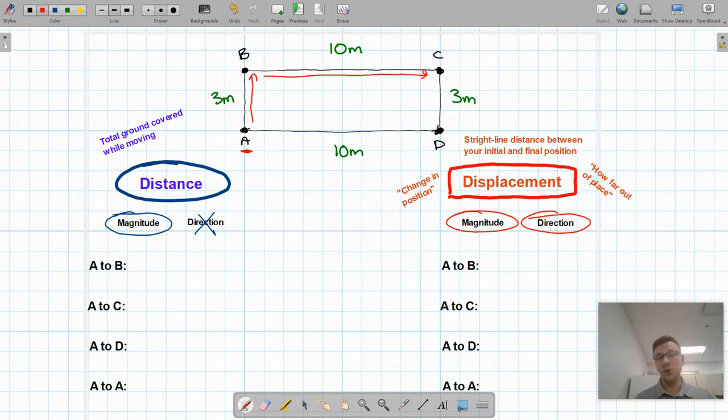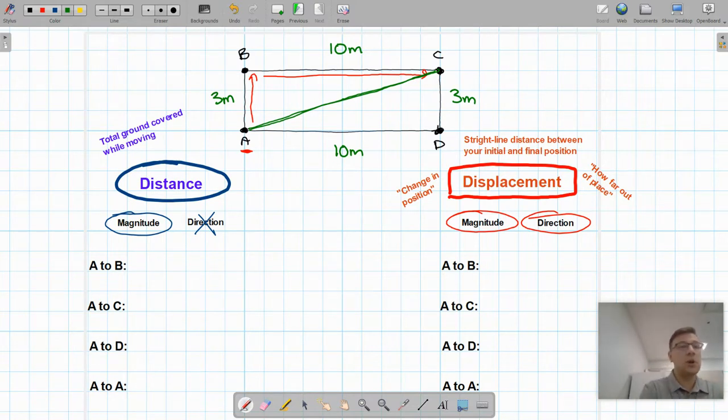So if our initial position is point A and our final position is point C, then really what we're looking for here is this green line that connects them, right? That line right there. That would be the straight line distance between our initial and final position, okay? Another way to say this would be how far out of place is that object, okay? So if it originates at point A and then ends up at point C, how far away from point A is that object? And another way to say that would be the change in position.